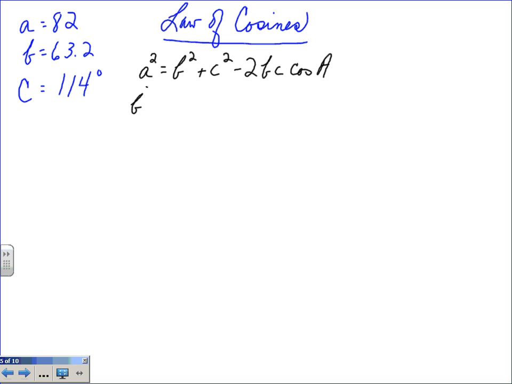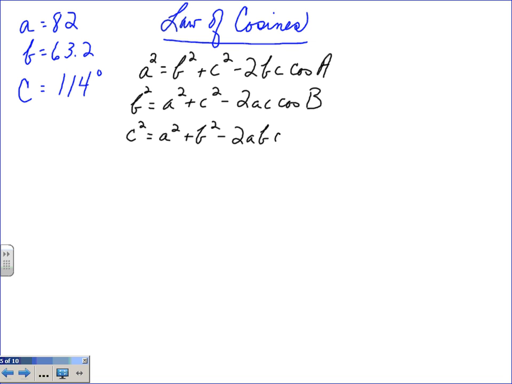Or b squared equals a squared plus c squared minus 2ac cosine of b. It all depends on what they give you. The third one is c squared is equal to a squared plus b squared minus 2ab cosine of c.